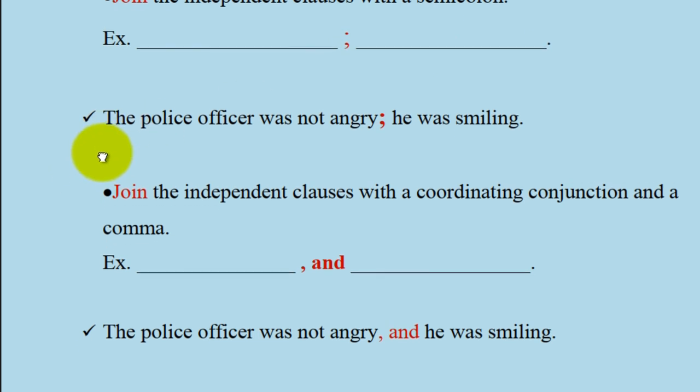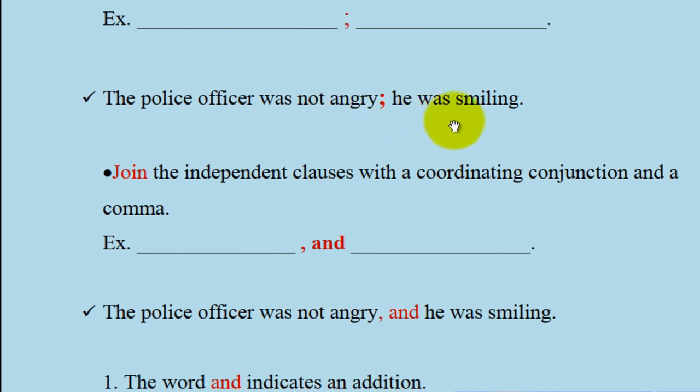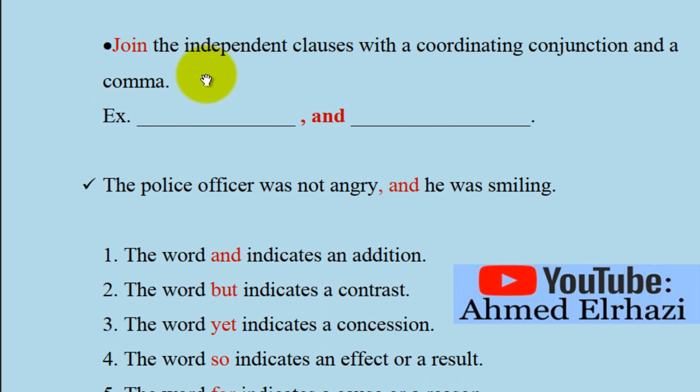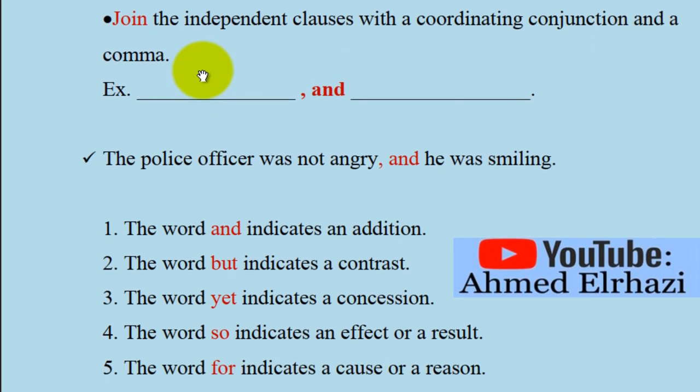The police officer was not angry; he was smiling. I have a semicolon here. Or we can also join the independent clauses with a coordinating conjunction and a comma. The coordinating conjunctions are the FANBOYS. So I will have an independent clause here, then a comma, then a coordinating conjunction and another independent clause.